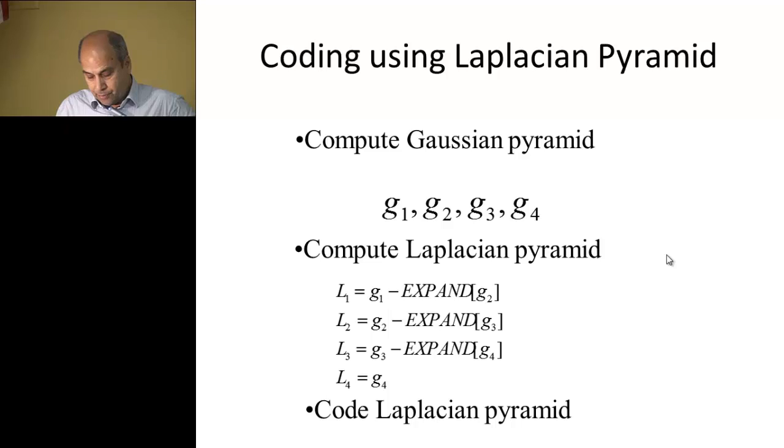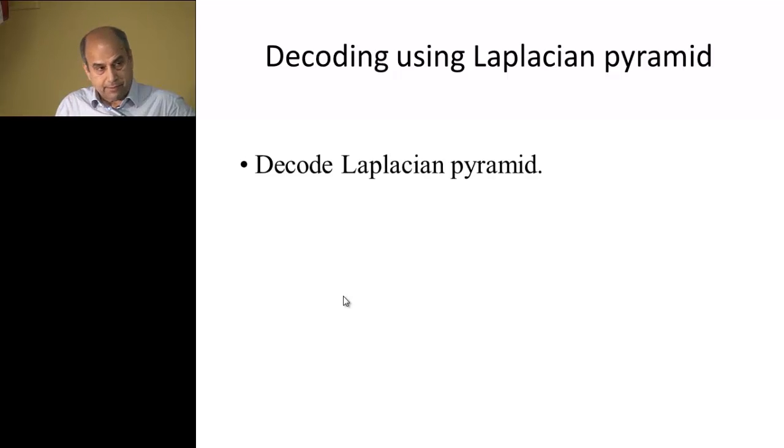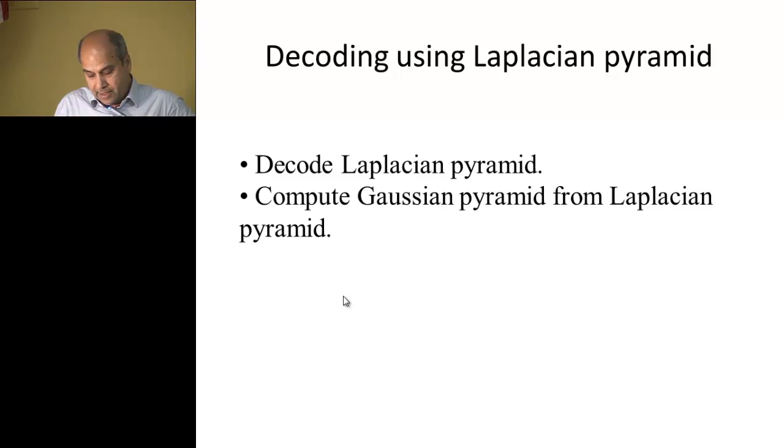Then we code all these different levels, and hopefully the number of bits will be less than just sending the Gaussian, the original image. We receive it at the receiver and decode. The way we decode is to decode the Laplacian pyramid, and from the Laplacian pyramid we compute the Gaussian pyramid, using the same equations in the reverse direction.